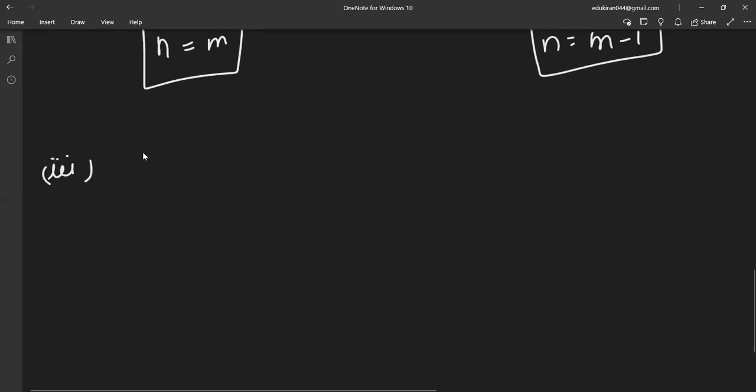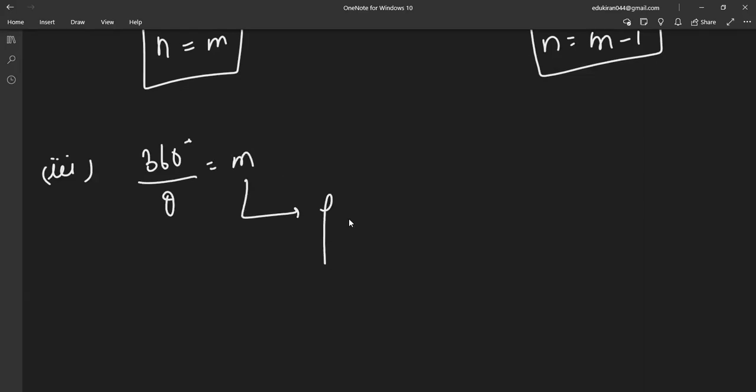It can also happen that when you do 360 divided by theta, you're getting m, and here m is in decimals, like a fraction. It can happen you're getting 3 by 4, you're getting 5 by 2. You do not know which values are there, right? So what you do, just take the nearest even integer.